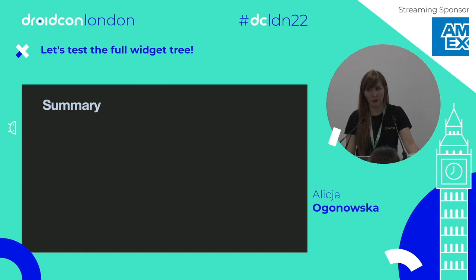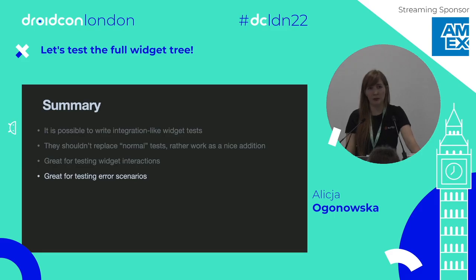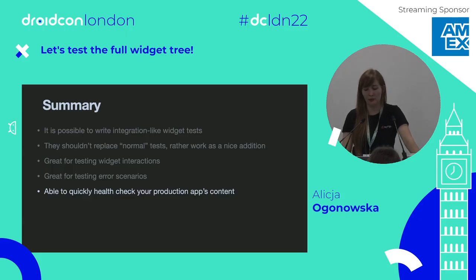So what I would like you to remember after this talk is that you can write integration-like widget tests. They shouldn't replace normal tests. I think they're a nice addition, but always remember to also write your unit tests and write normal widget tests if a widget is complex enough on its own and doesn't interact with different screens or widgets. And also, it's great if you want to mock various errors and make sure you are prepared for them, and you can also run them on production and do some kind of health checks. And the setup is the worst. Afterwards, it's all fun and unicorns.